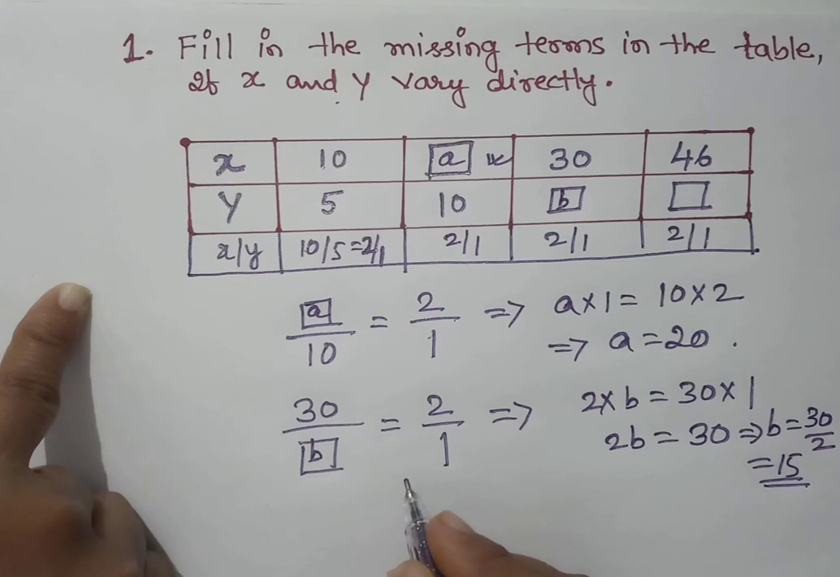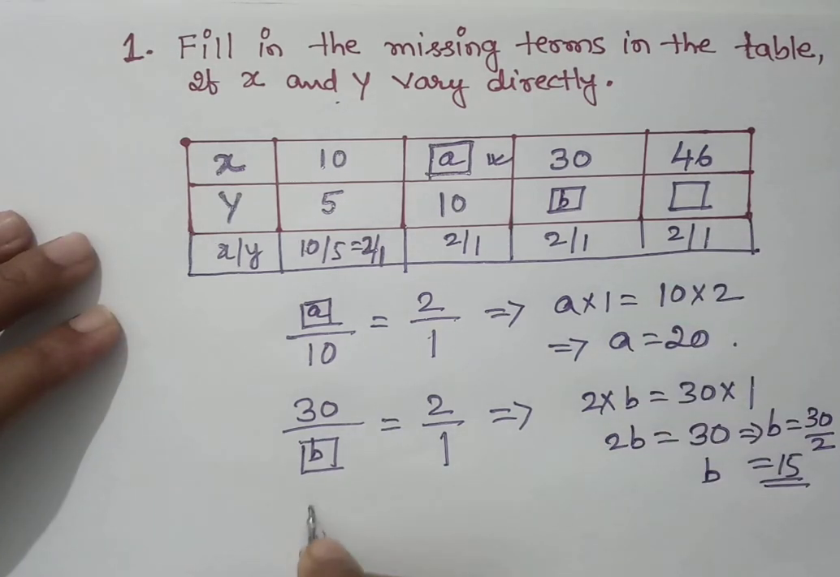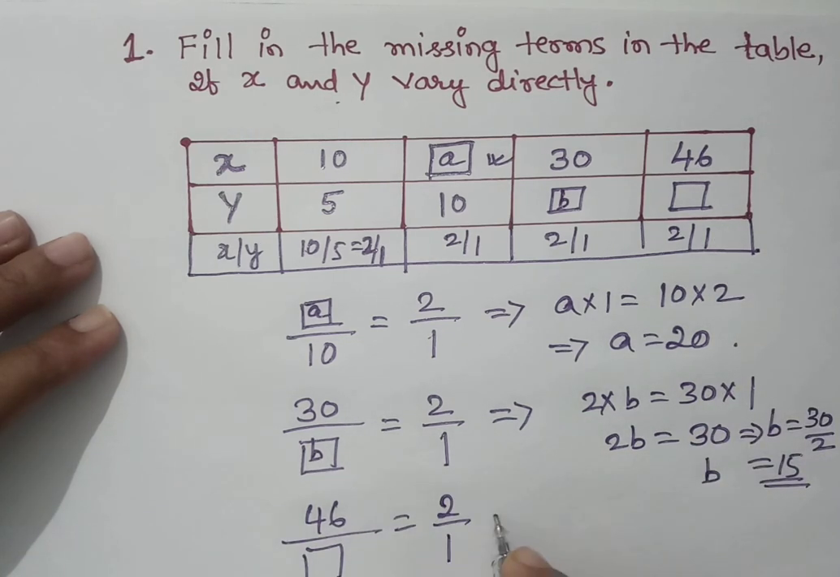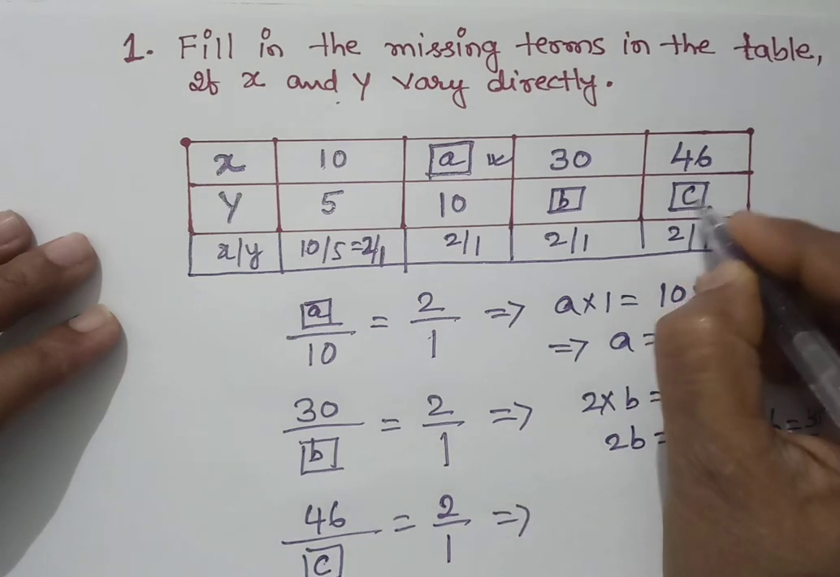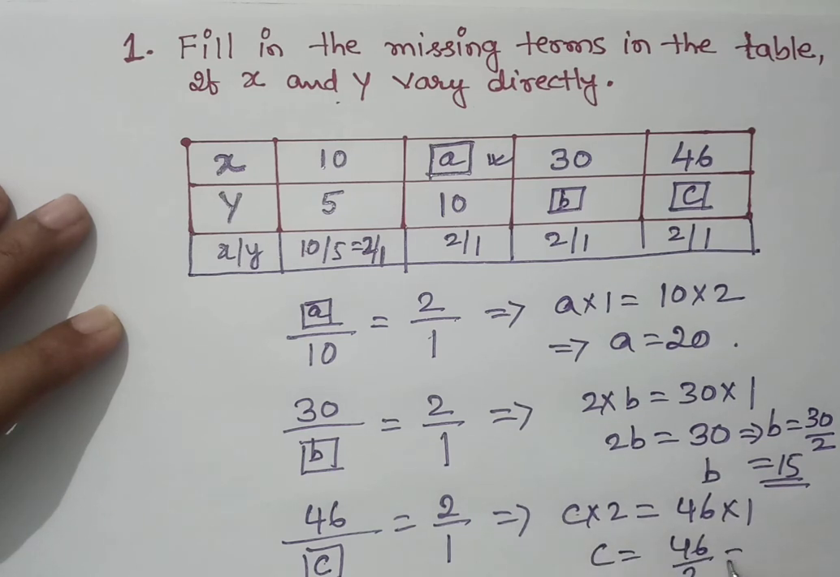So our B is equal to how much? 15. Now see this. 46 by box will again be equal to 2 by 1. So let this unknown number be C. So C into 2 will be equal to 46 into 1. Now C will be equal to 46 by 2. That will give you 23.